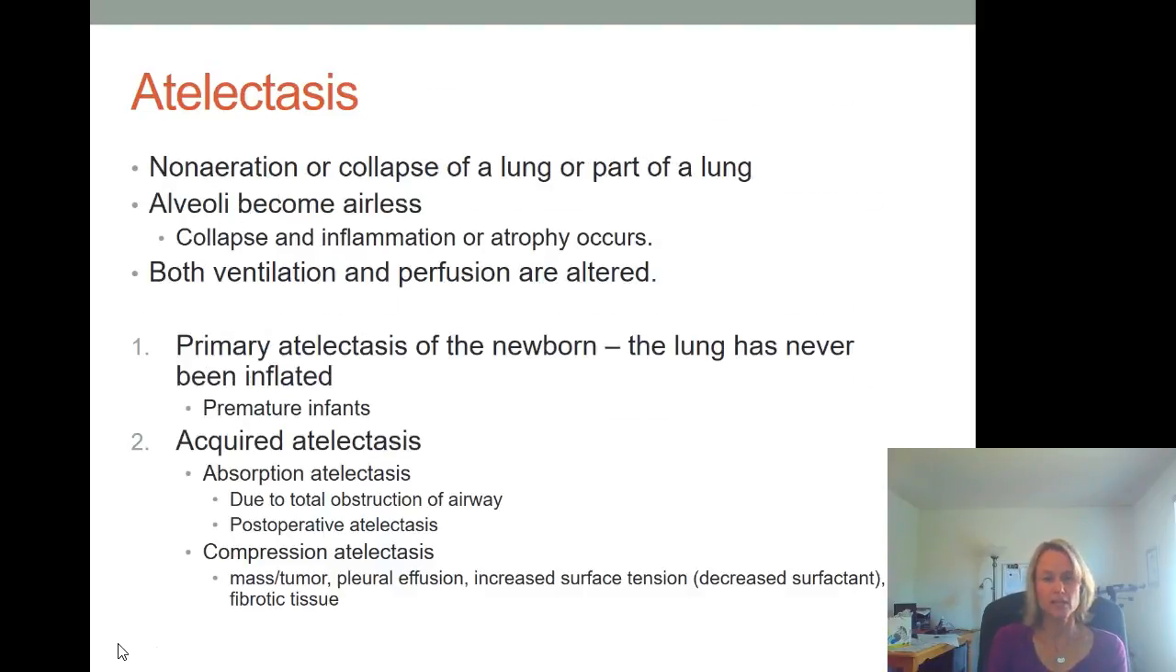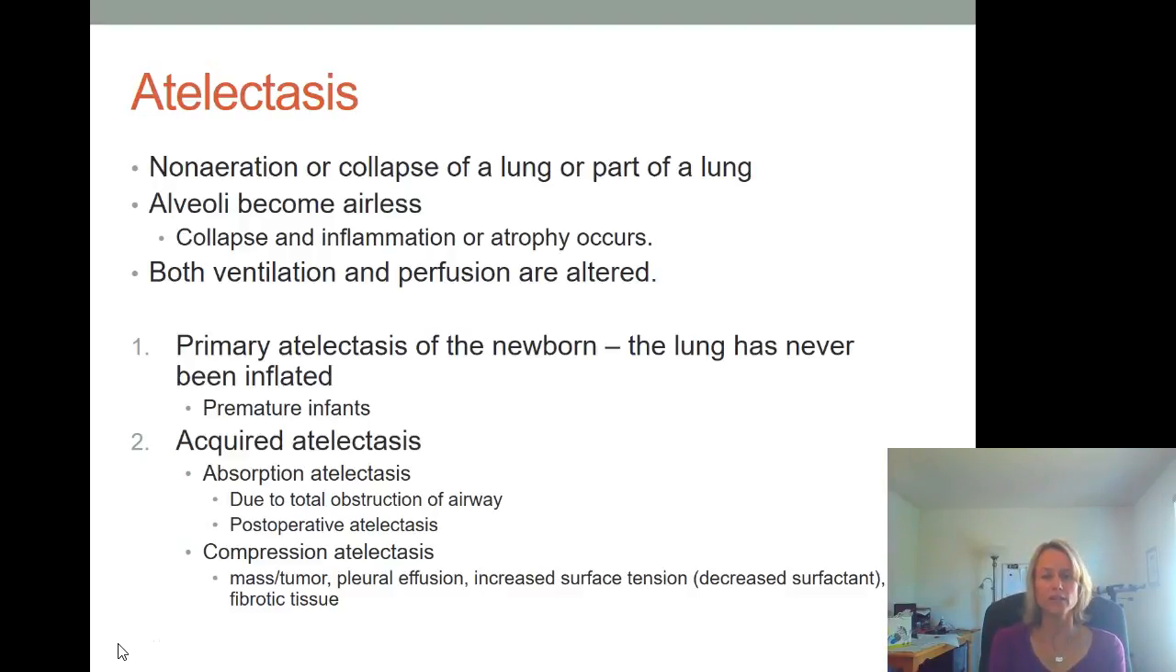So atelectasis is where we have non-aeration or collapse of a lung or part of the lung. So the alveoli become airless, and this can lead to collapse, inflammation, and atrophy. And this is going to affect both ventilation and perfusion as a result. We have primary atelectasis, which is of the newborn.